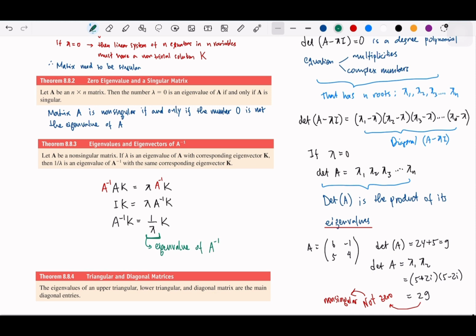If the question is asking for the eigenvalue of the inverse of A, then you don't need to rewrite all the row operations again. You can just say, okay, this will be 1 over the lambda that we had before.